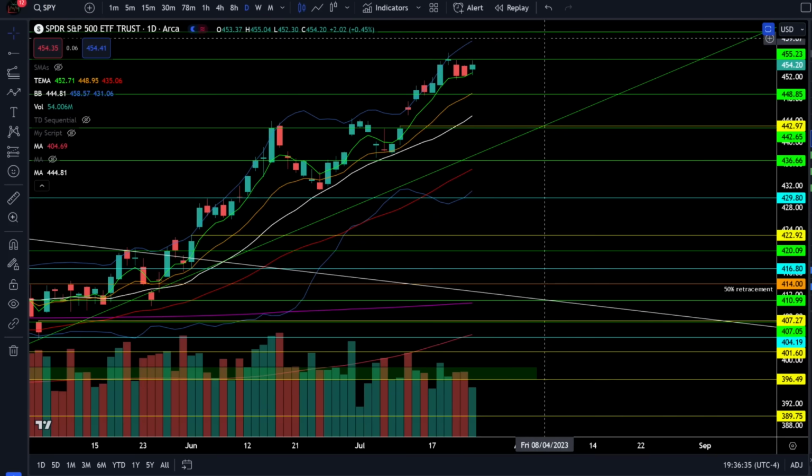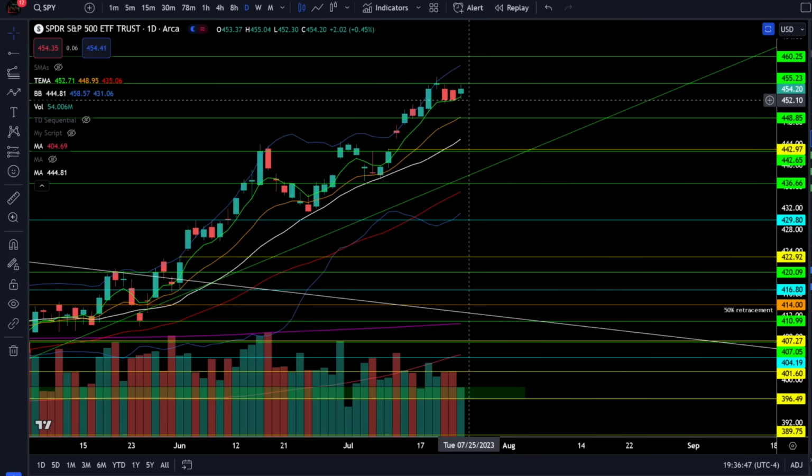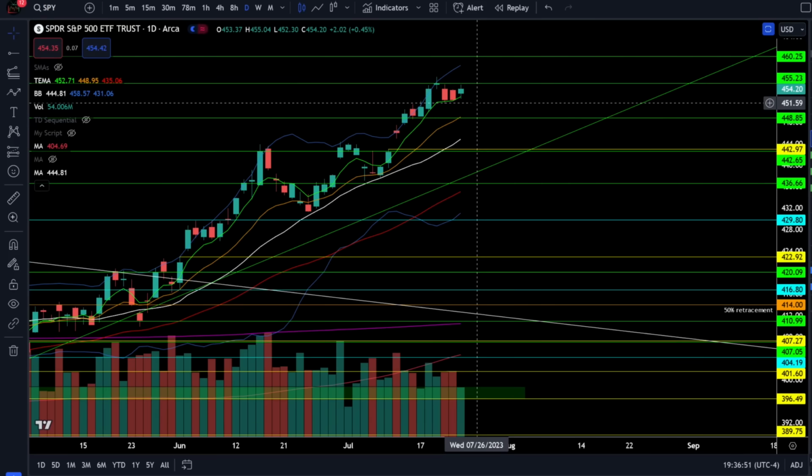And the break of 455 is going to bring us to our next price target higher at 460. And then above 460, we retest the previous all-time high. So critical resistance will be 455, and critical support to break down to a lower low is right around 452 to 451. And then the price action will guide us on which direction we break from there.